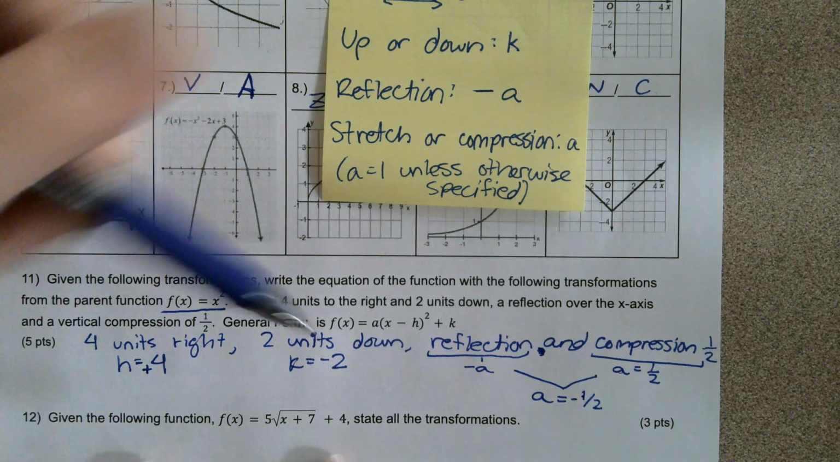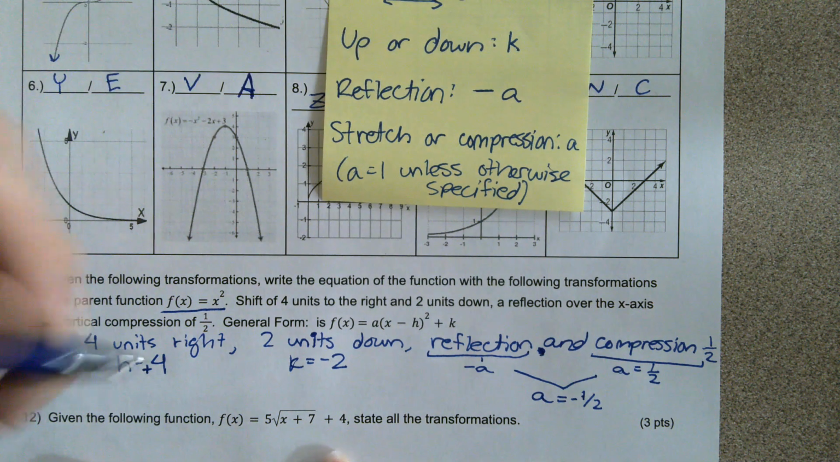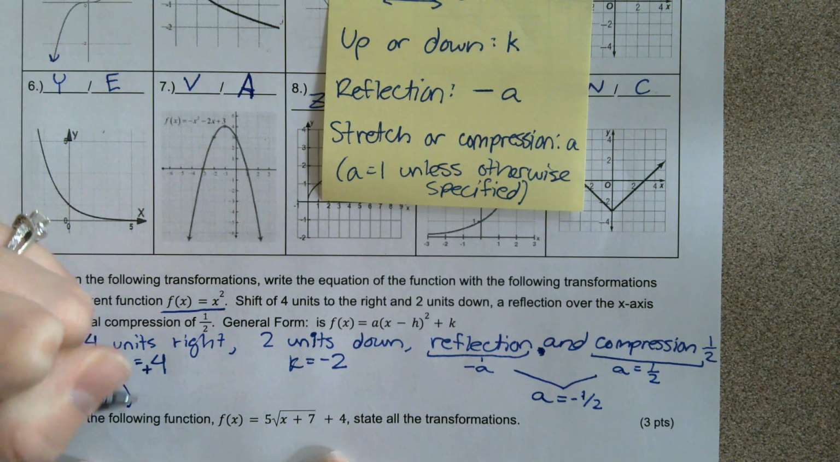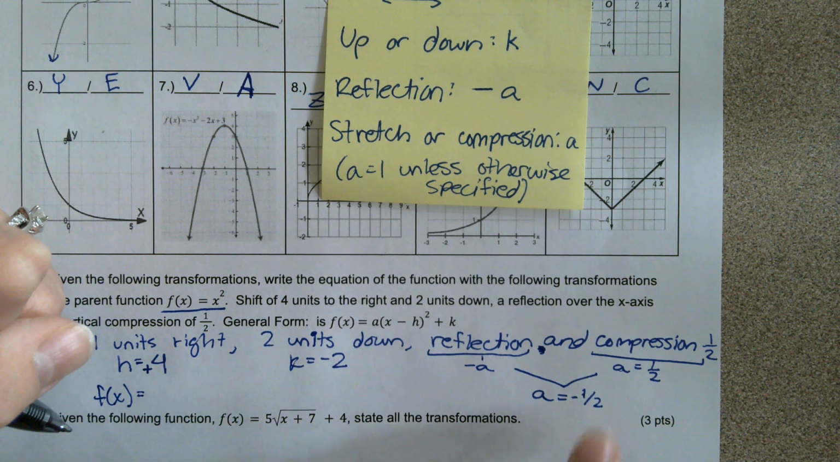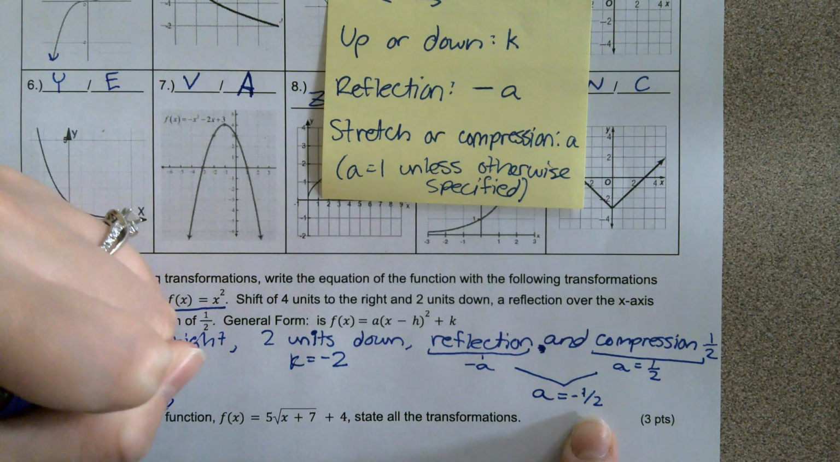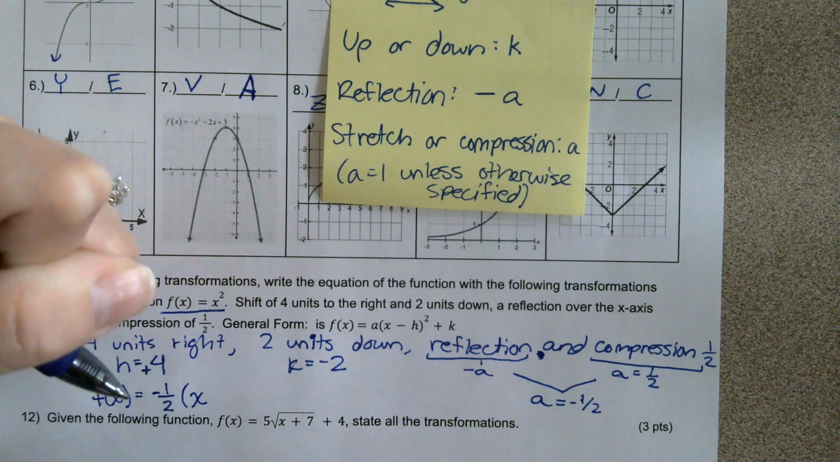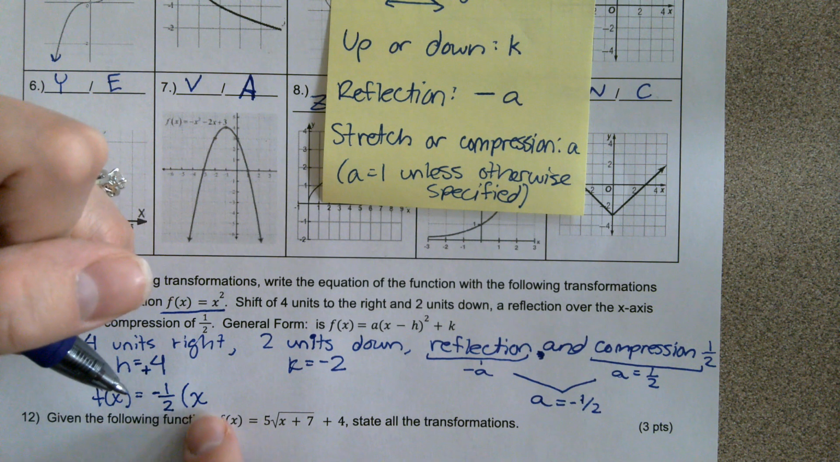Now I can put all this into my equation. I have f of x equals A is negative 1/2 times x. X is always going to be x. You don't ever put anything in for x.